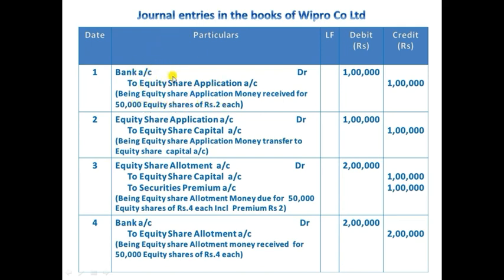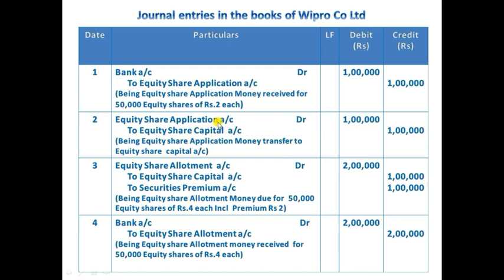After collecting the money from the shareholder as application, now that application money the company is going to transfer to its capital account. So second entry, equity share application account debit 1 lakh, and we need to transfer to equity share capital account 1 lakh.